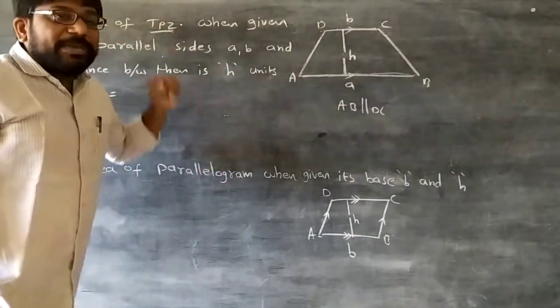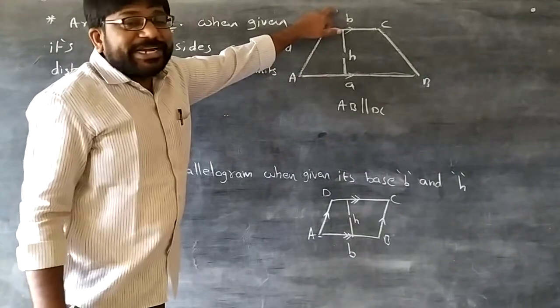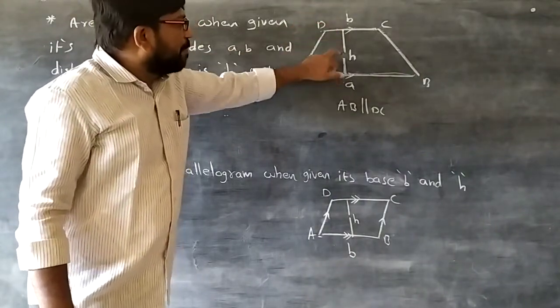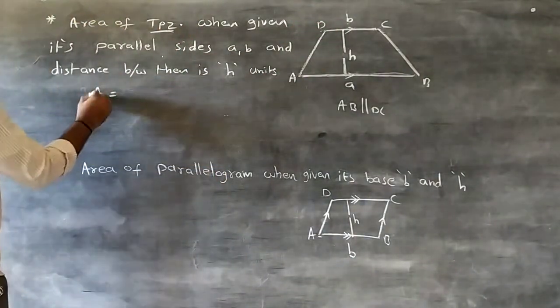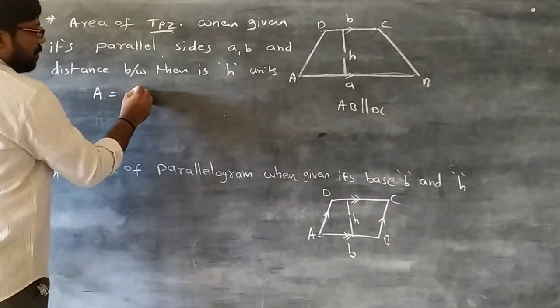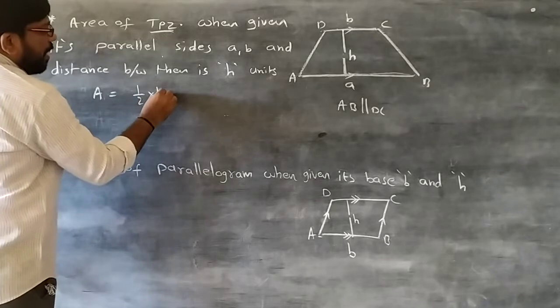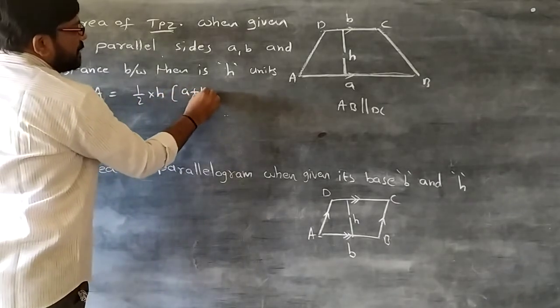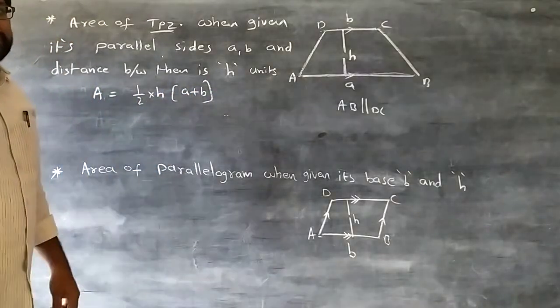Now area of trapezium when given parallel sides and the distance between them, H. Its area A is equal to, observe carefully, half into H into (A plus B). That is the formula, right?